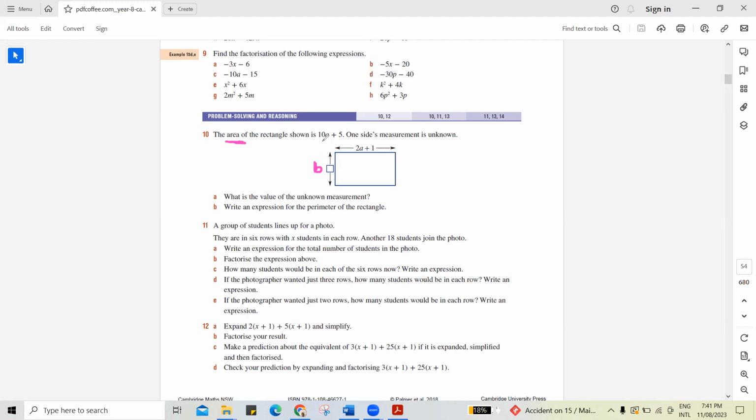But they have given another data, that is 10a plus 5 area. Then if you draw a rectangle, if it is B, then this is 2a plus 1. You have to write an expression in terms of these numbers. That will be equal to this one. Then you are going to find the B. Okay, you start now. Draw a rectangle and assume this width is B. And you need to write an equation for area.